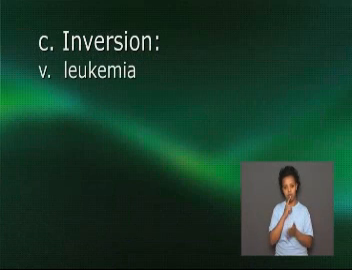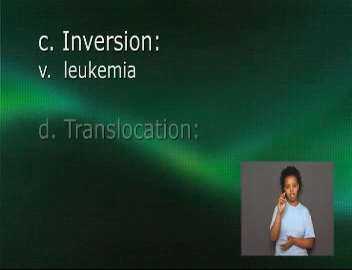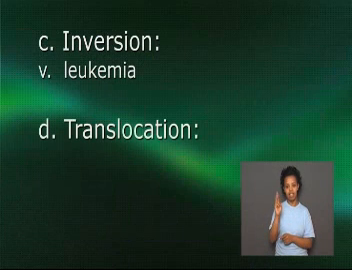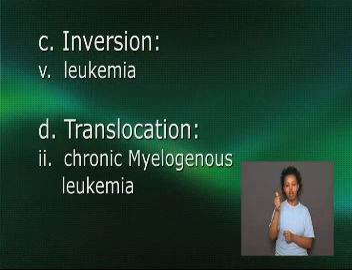Inversion can cause leukemia, and translocation can cause someone to develop chronic myelogenous leukemia. In today's lesson, we discussed several different types of chromosomal mutations, including deletion, duplication, inversion, and translocation. We described each of these mutations, and we learned about some of the genetic disorders they can potentially cause.